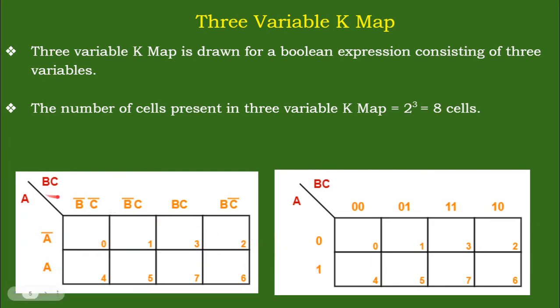See here, for example, b bar z bar in the horizontal line. For b bar and c bar, 1 0 and 0 0. Likewise for b bar is 0 and c is 1, so 0 1. B and C both are in the normal form, so 1 1, and B and C bar in the complement form, so 1 0. We can represent either by variable a bar, a, or with the values 0 1. So the three-variable map has 8 cells together.